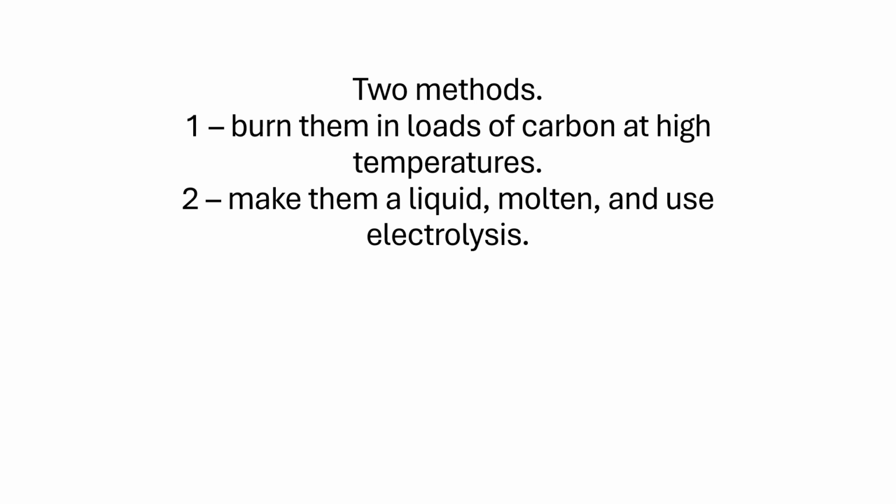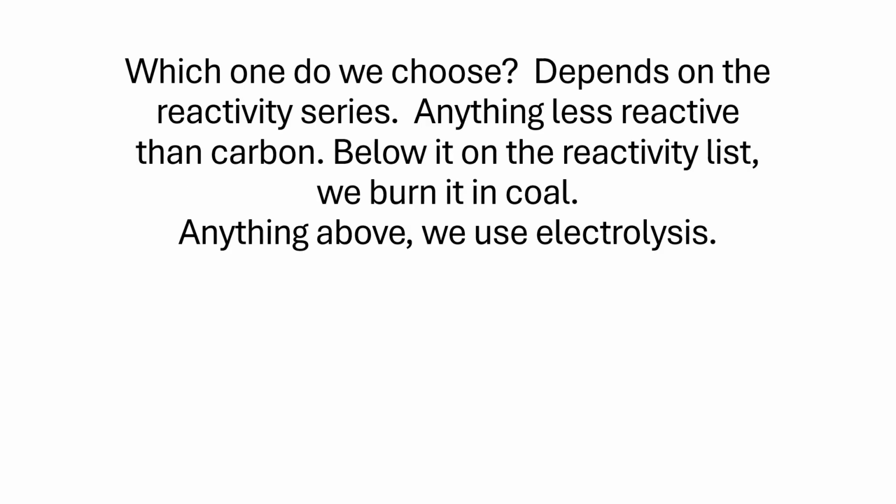Now, obviously, which method we use depends on the type of metal, and I'll explain why. So which ones do we choose? It depends on the reactivity series, and that will be on the last slide that we will show you here. When you see it, you'll see that carbon is on that reactivity series. So anything that is less reactive than carbon, so below it on the reactivity list, we burn in coal to extract the metal, to take the metal out of the rock. Anything above carbon, we can't use burning it in coal because it won't work, so we have to use electrolysis.